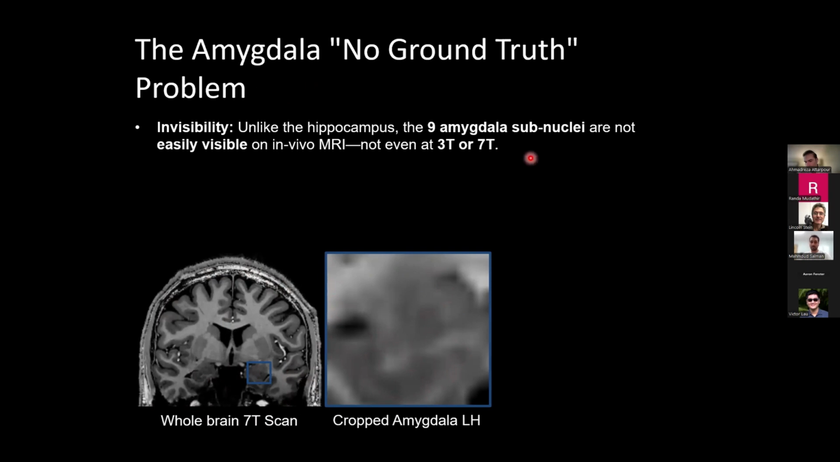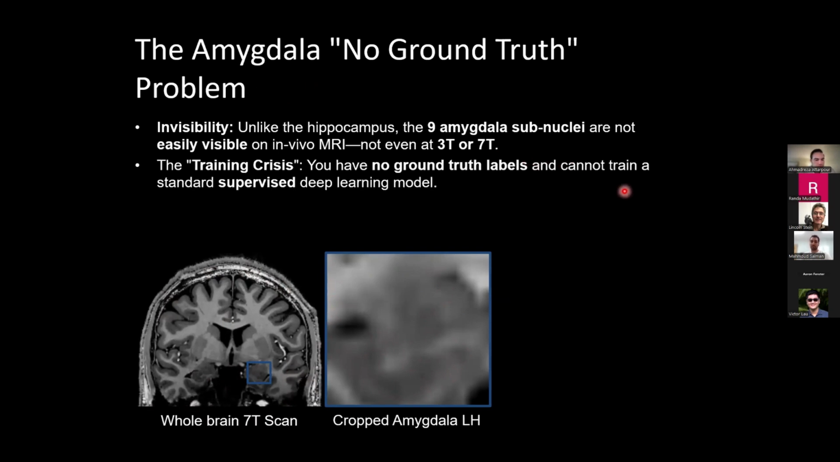And this is actually really hard in 3 Tesla, or this image is in 7 Tesla. And this turns into something like a training crisis, as we don't have any ground truth labels for in vivo MRI. So how can we train a standard supervised deep learning model?